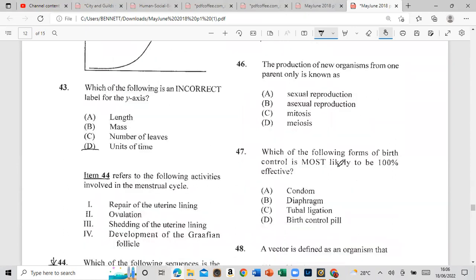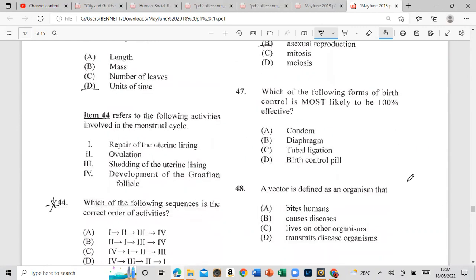The production of new organism from one parent only is known as, is it asexual reproduction? No, is it sexual reproduction? B, asexual reproduction, mitosis or meiosis. That would be B, asexual reproduction. Basically, it's like a breeder stuff, right?